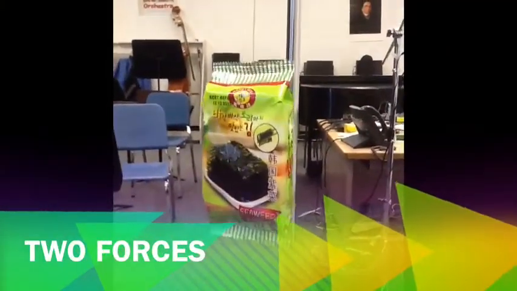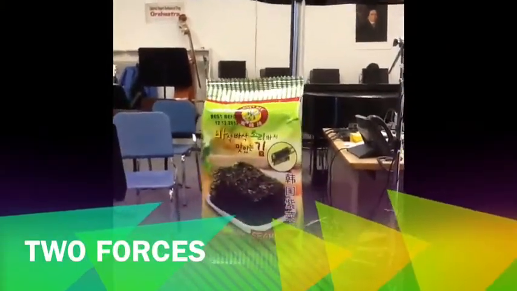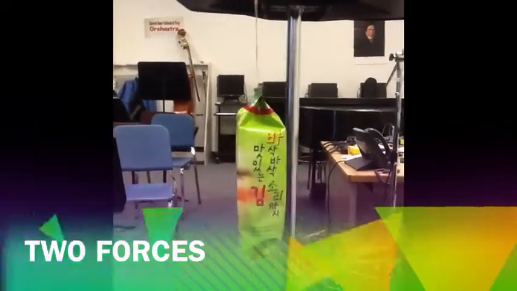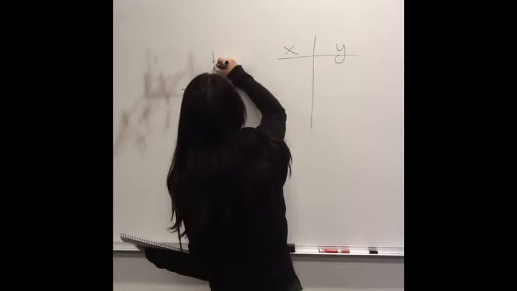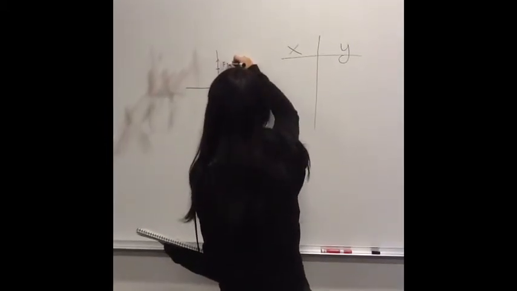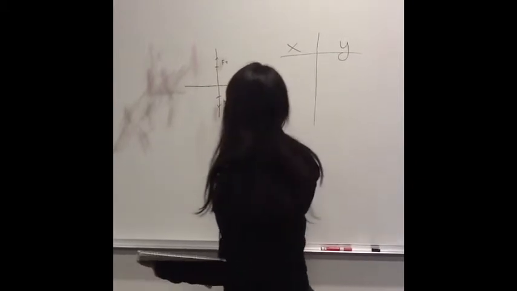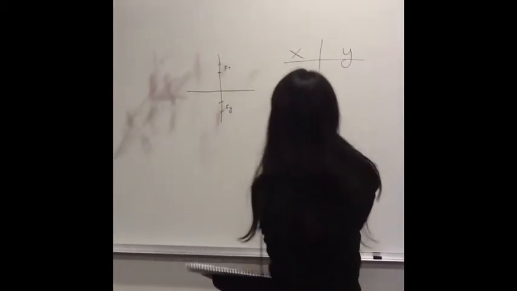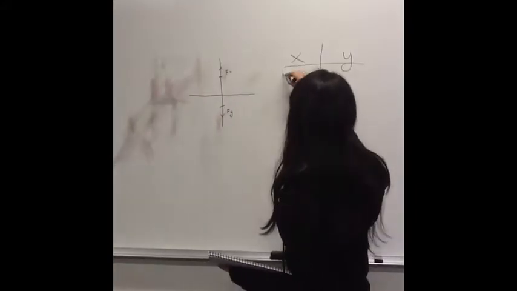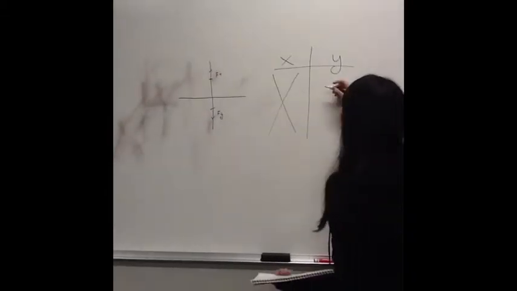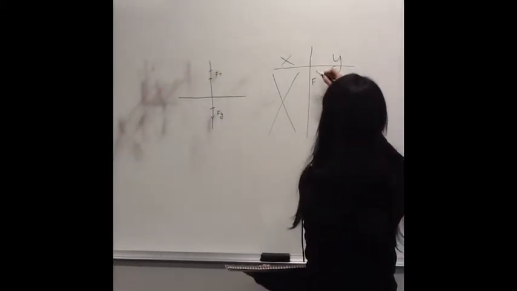This is a bag of seaweed. It is being held up and is motionless with the tension from a string and by gravity. There are two forces, one for the force of tension that is holding up the seaweed and one for the force of gravity. Since there are only forces in the y direction, there are no x forces.